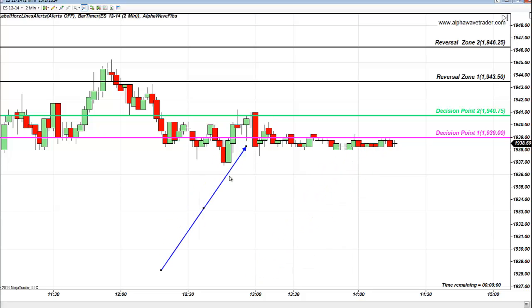Ultimate torture. 3 hours later. Is that clear? Do not buy into decision point 2. Do not buy into decision point 1. And certainly not into reversal zone. Short here. Do not enter into it.